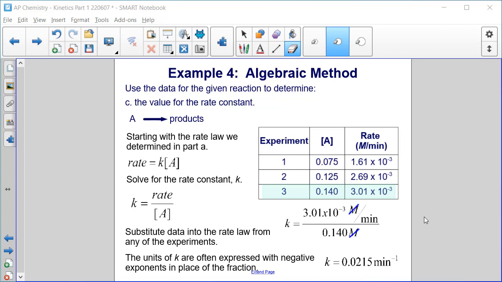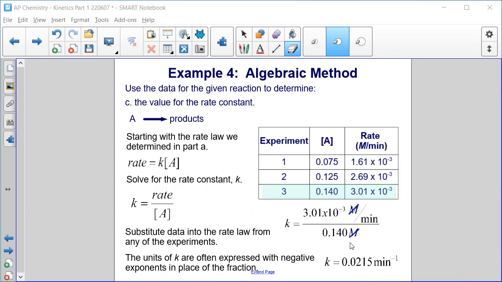All right, and then finally, we can use the experimental data and our rate law to find the value for the rate constant. So we start with the rate law that we determined in part A. Rate equals K times concentration of A. I solved for the rate constant, and I can substitute any data that I want from any given experiment. Just to be fun, I chose experiment 3 here. So I substitute the rate, 3.01 times 10 to the minus 3, divide by 0.41, and I've put units here to be very explicit. This is molarity per minute divided by molarity.